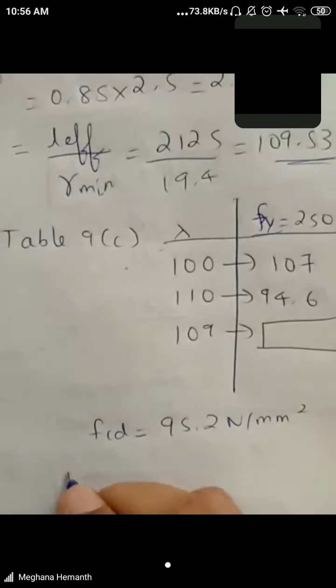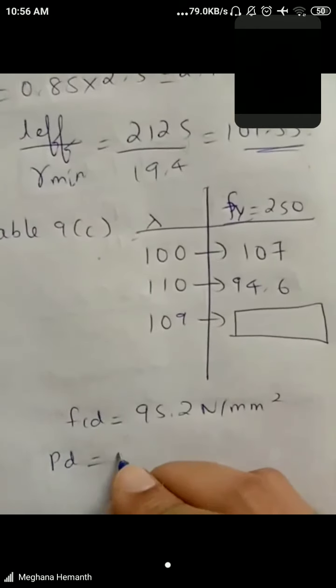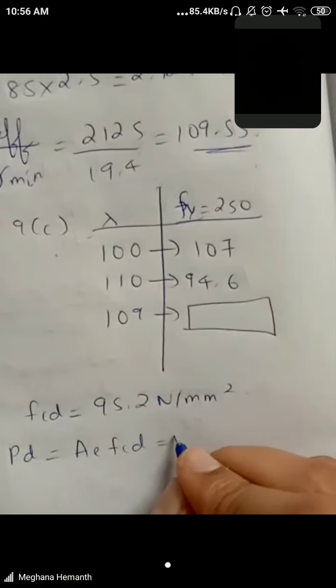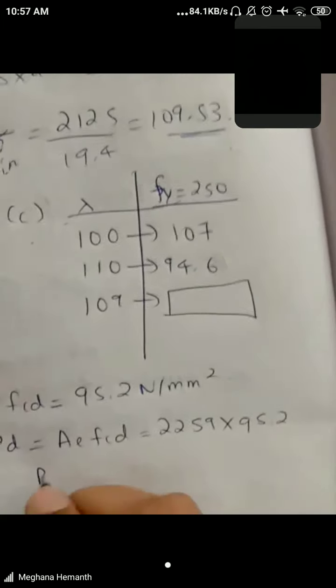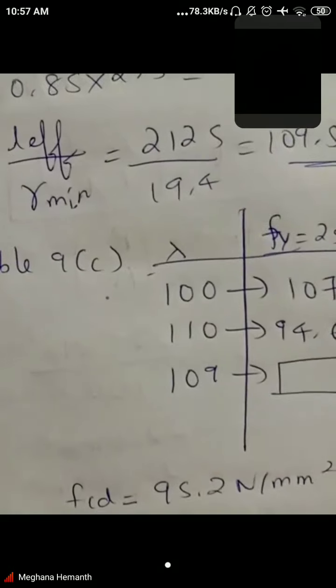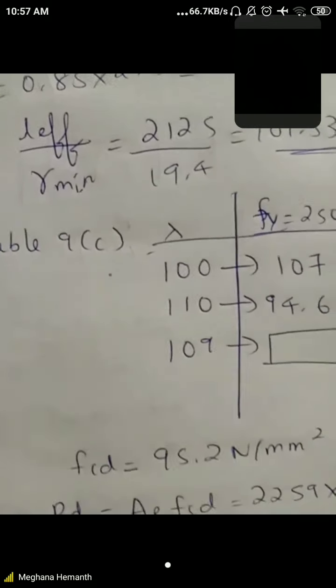Once you know FCD, you can find out your compressive strength. PD is equal to AE into FCD. The area you have got in the first step itself, for ISA 100 into 100 into 12. So it is 2259 into FCD, which you have got as 95.2. So your design compressive strength is 215.05 kilo Newton. This is the compressive strength of the member which you get.